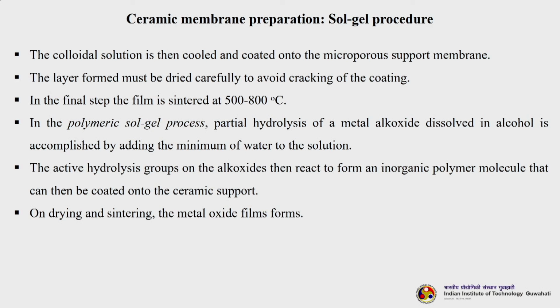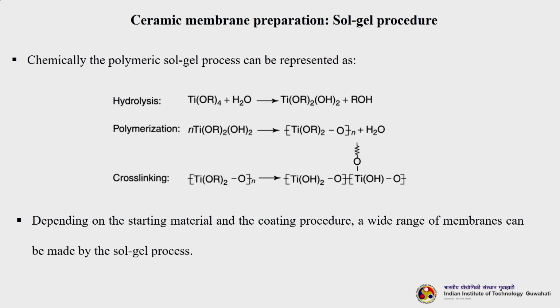In the polymeric gel process, partial hydrolysis of a metal alkoxide dissolved in alcohol is accomplished by adding the minimum of water to the solution. The active hydrolysis groups on the alkoxides then react to form an inorganic polymer molecule that can then be coated onto the ceramic support. On drying and sintering, the metal oxide film forms. So, this is the chemically polymeric sol gel process.